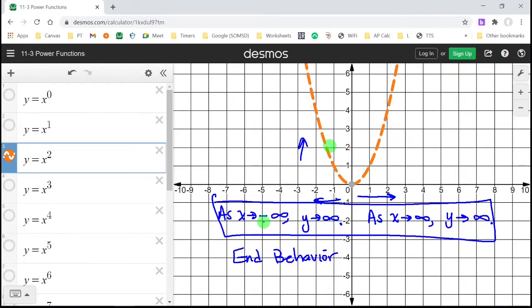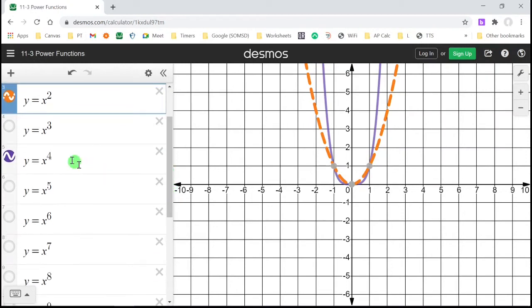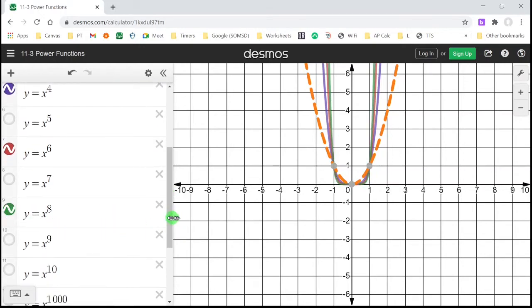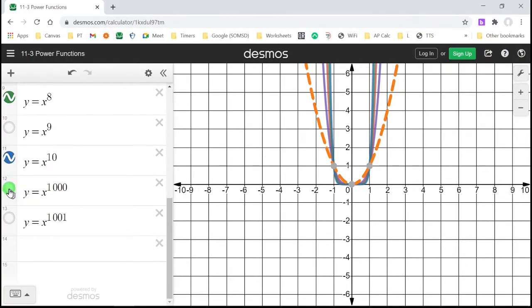So that's the end behavior and basic shape of all even power functions. They're all basically the same. They all have the same power, the same shape basically. They're all going up. See, 2, 4, 6, 8, 10, 1,000. They all have the same end behavior. As x goes to the right, y goes up. As x goes to the left, y goes up. And the way you write it is the way that I showed you.